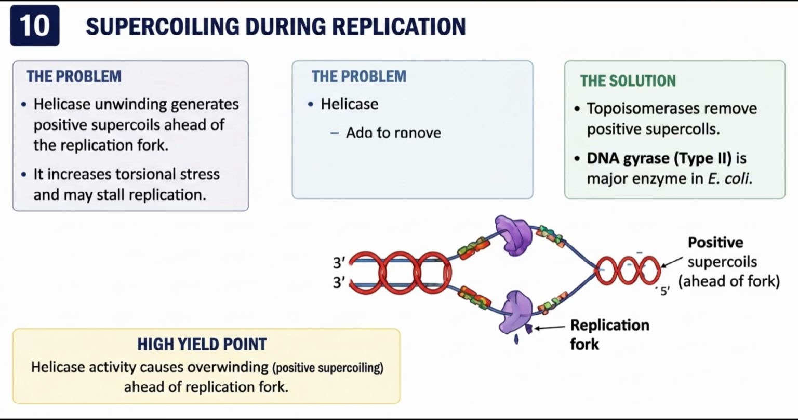Supercoiling alters the linking number of DNA molecules. Changes in linking number are critical for DNA topology during replication. Thus, management of DNA supercoiling is essential for successful replication.